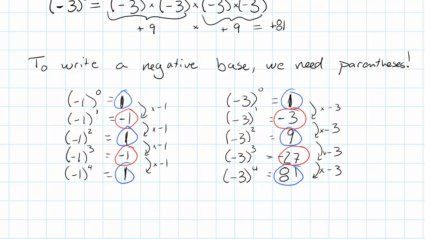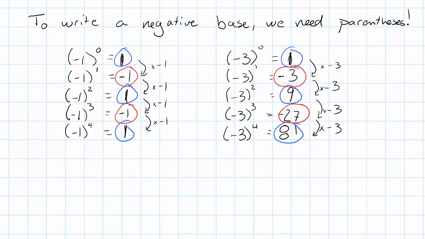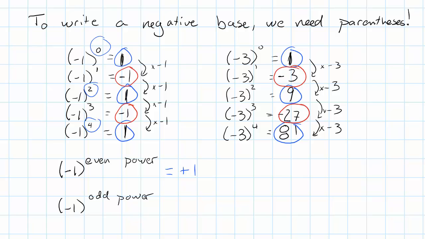Now, with the 1's, right, the sign is the only thing that changes. Negative 1 to an even power, right, all these exponents, 0, 2, and 4, those are all even. Negative 1 to an even power is positive 1. Negative 1 to an odd power, these are the odd exponents, that's negative 1.